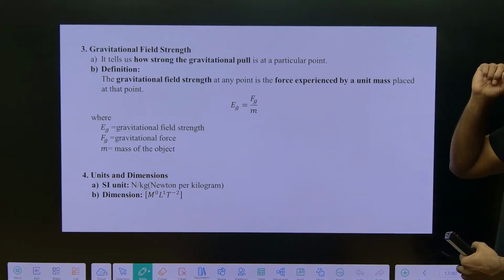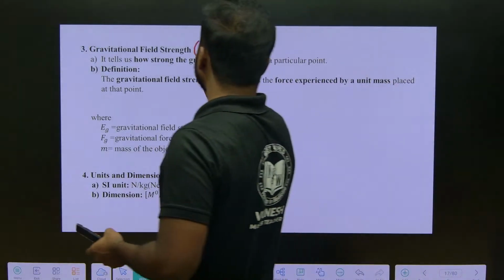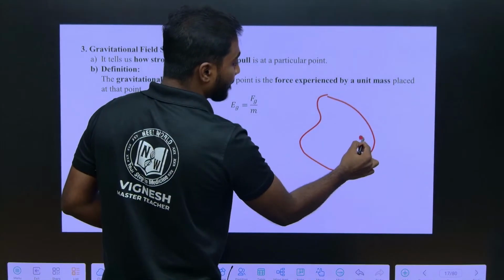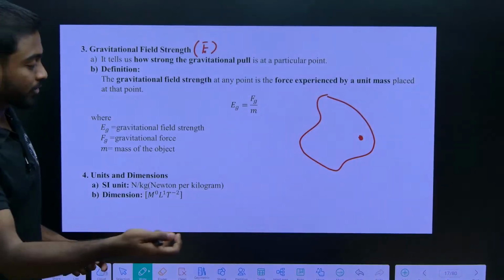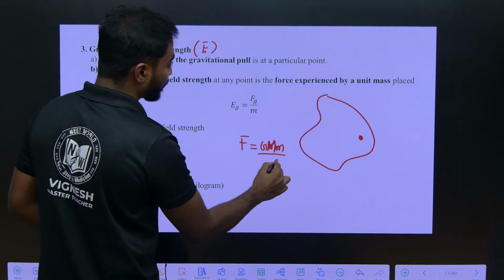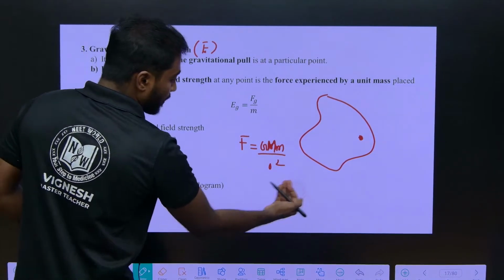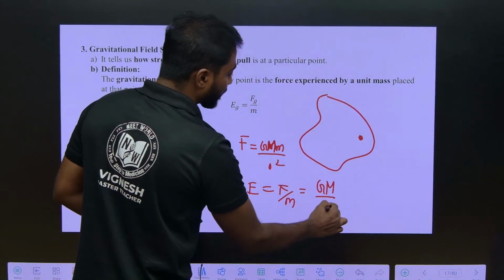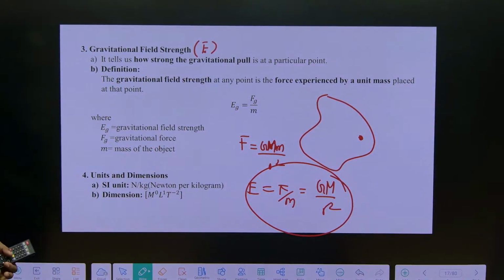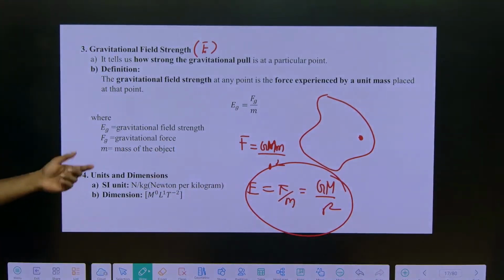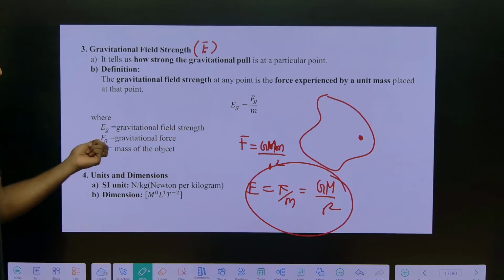The gravitational field strength formula, which is denoted by E, is F by m. If I keep a point mass, then only I can experience a force. So F is equal to G M m by r square, divided by m, right? So E will be equal to F by m, which is nothing but G M by r square, the formula for the gravitational field strength. G M by r square, that's it. Where E is the gravitational field strength, F is the gravitational force, and m is the mass of the object.